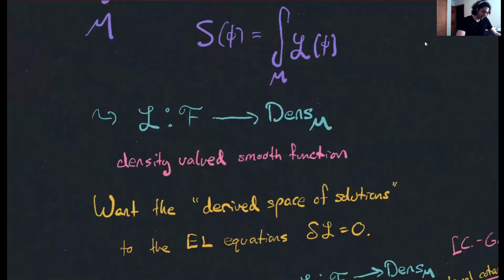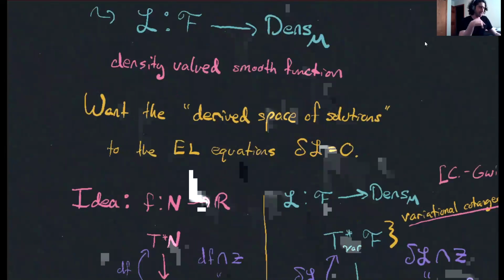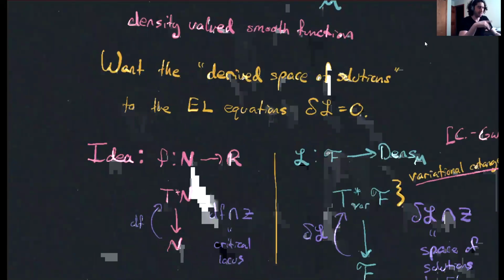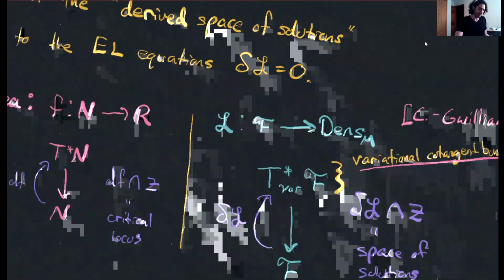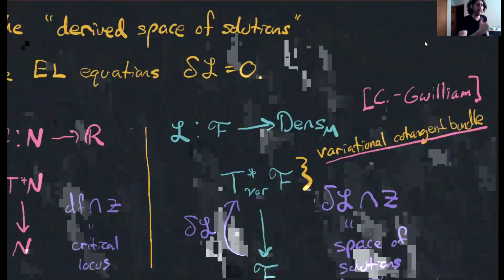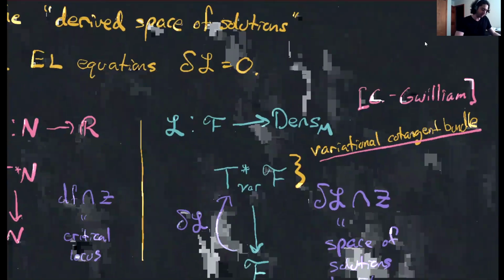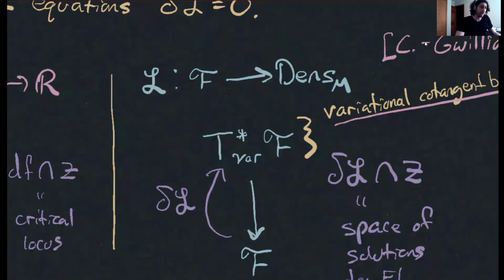Okay, so here's the idea. In the case of finite dimensions, my Lagrangian is just, say, a smooth function with values in R. I can take the differential as a section of the cotangent bundle, and then take the derived intersection as a critical locus. That's easy. But now we don't have a real valued smooth function anymore. We have a density valued function. So you want to have an analog of the cotangent bundle. We call it the variational cotangent bundle.